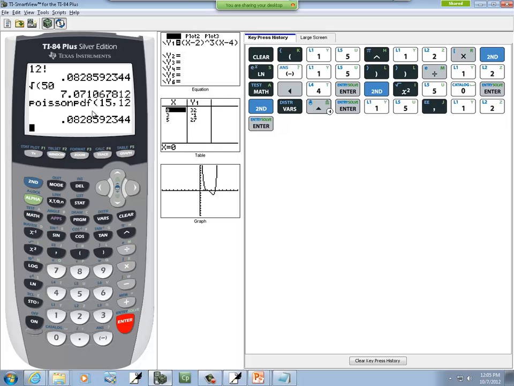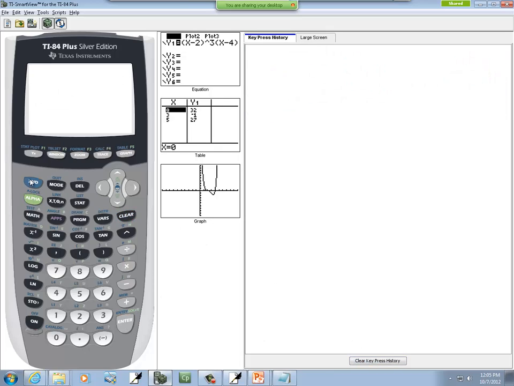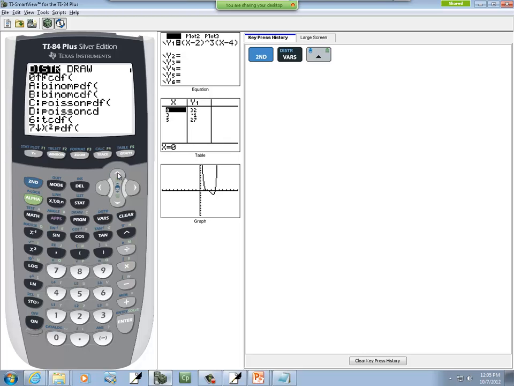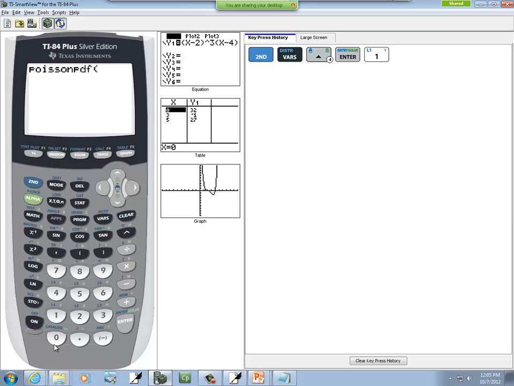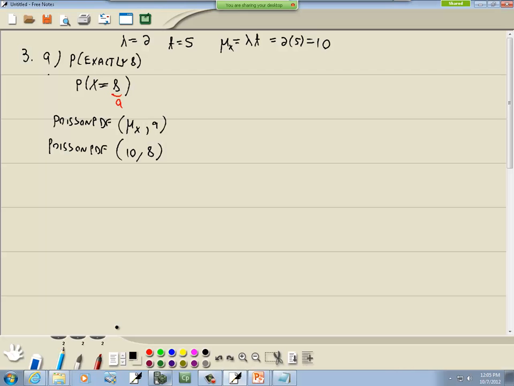So let's go put this one in. So I'll do a second vars, and I want Poisson PDF. So do enter on it, and 10 comma 8. And that gives us 0.1126 for our probability.